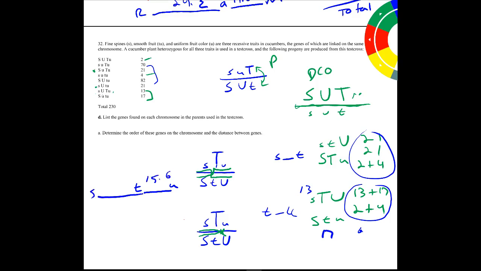S is down here. That's going to be our distance between S and T. So 21 plus 21 is 42. Plus 6 is 48. Divided by 230 is 20.8. And that's our map. Lo and behold, there's our map. Couldn't be simpler. It could always be simpler.